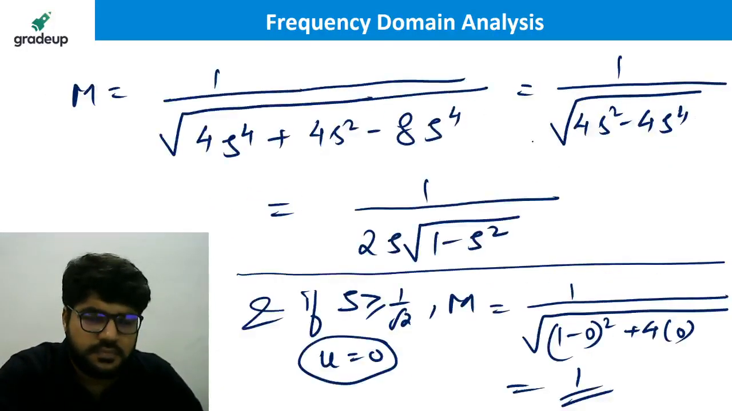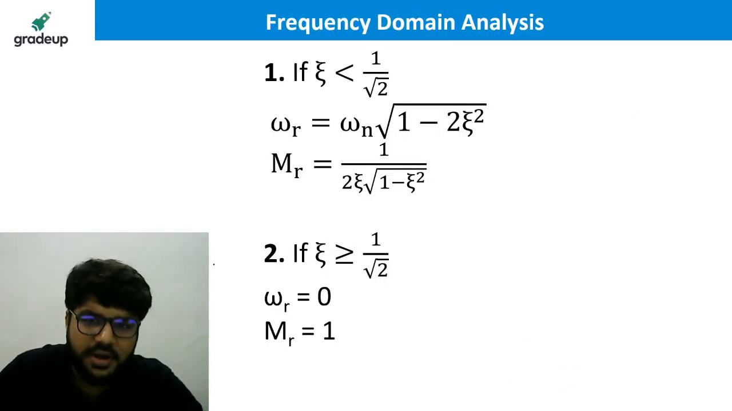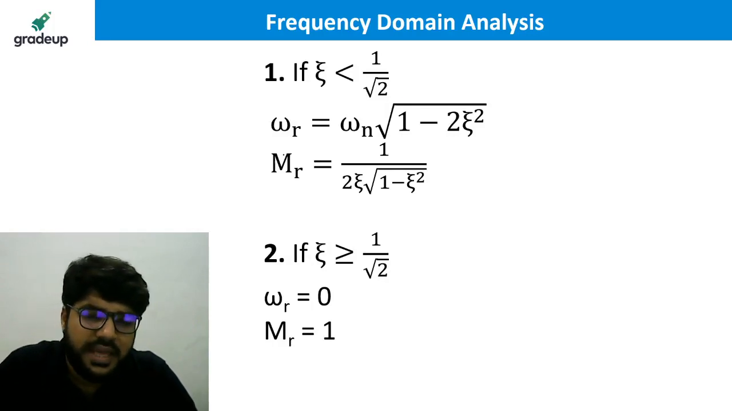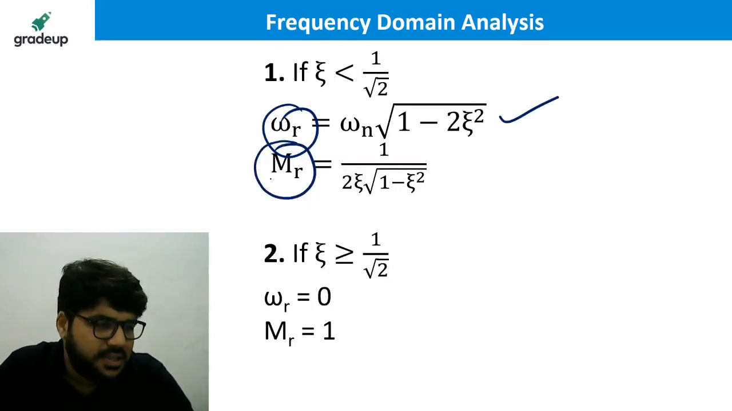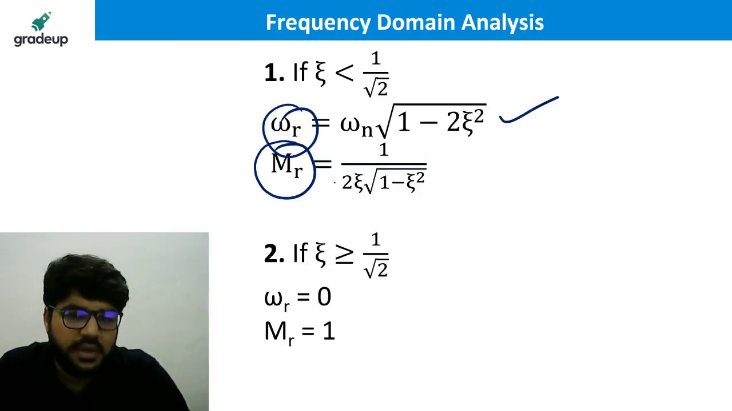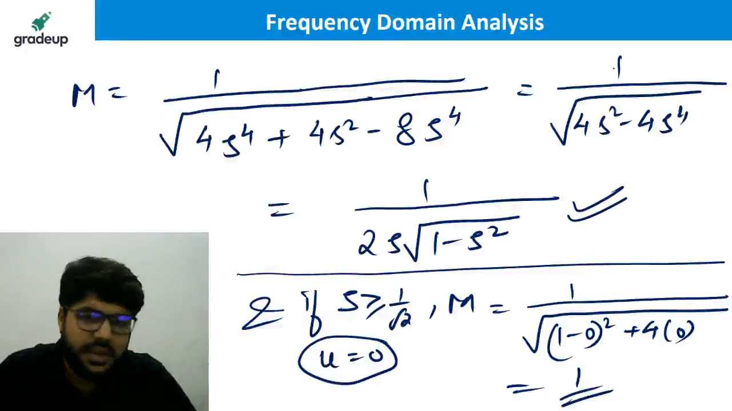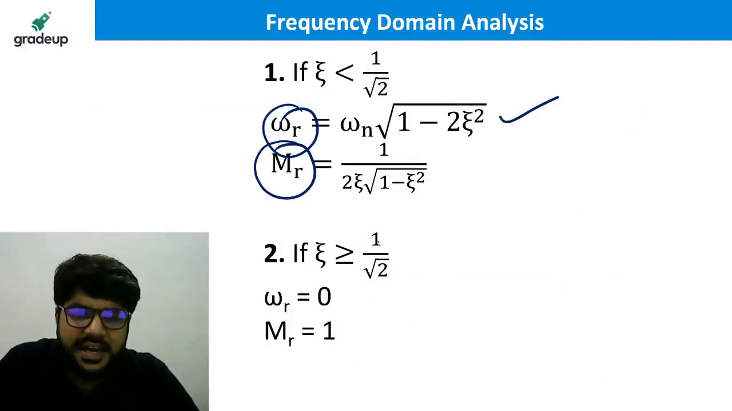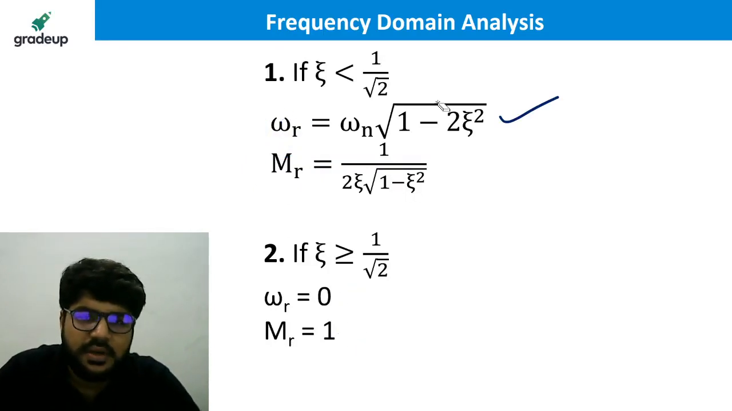So guys, that is what the final conclusion is for you. For the numerical question, this is important. If zeta is less than 1 by root 2, then the resonant frequency omega r is omega n under root 1 minus 2 zeta square. And the resonant peak Mr, the maximum value of the magnitude at resonance, is 1 upon 2 zeta under root 1 minus zeta square. And if zeta is greater than 1 by root 2, then the resonant frequency is just 0 and the magnitude is equal to 1.